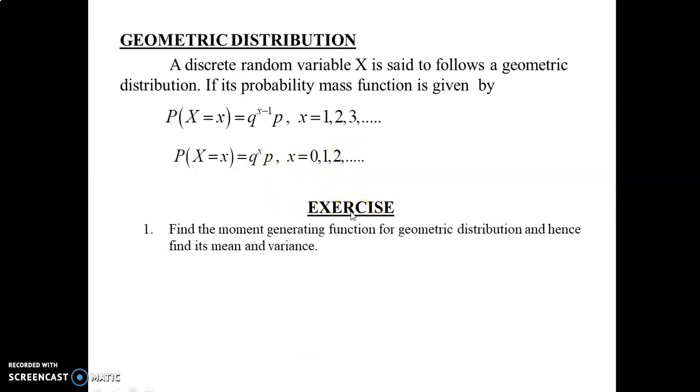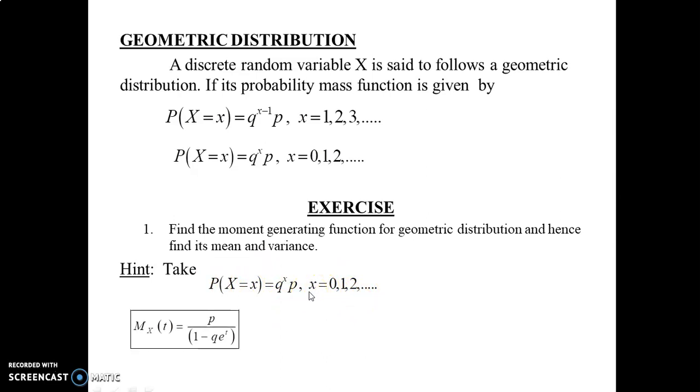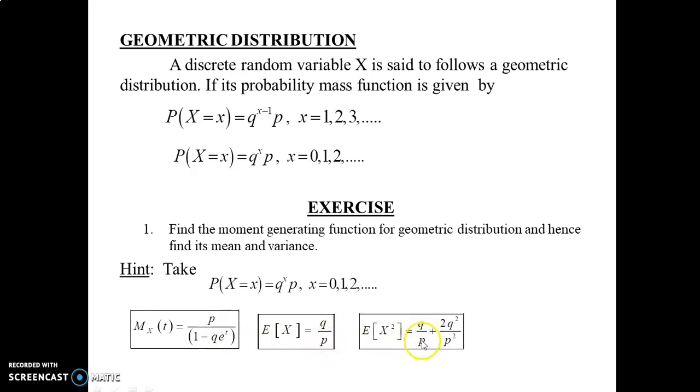Exercise: find the moment generating function for the geometric distribution and hence find its mean and variance. Hint: take this probability function, then the Mx of t is p divided by 1 minus q into e power t. Next, E of x is q by p, and E of x square is equal to q by p plus 2q square divided by p square. Variance of x is equal to q by p square.